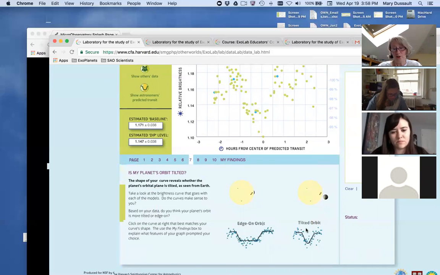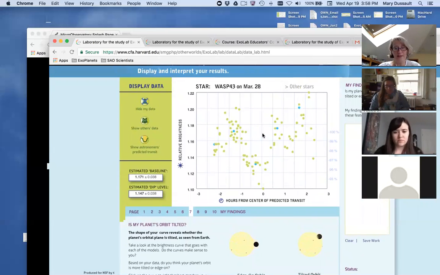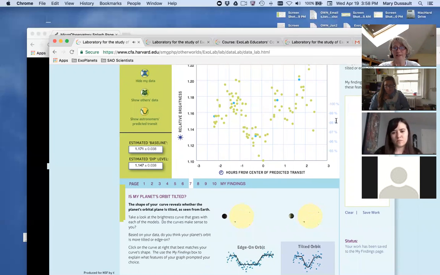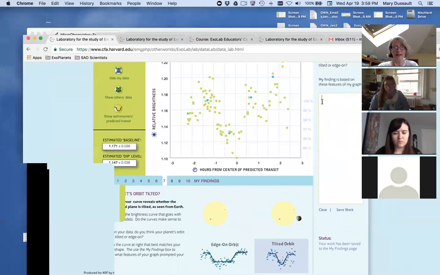As Roy just talked about, your model, depending on whether the orbit is tilted or edge on, the shape of that curve can give you some information about that. And just by choosing one of these, it's entered in the student's database. So I would say WASP-43 is relatively tilted, and I could explain why I think that in my findings chart here.